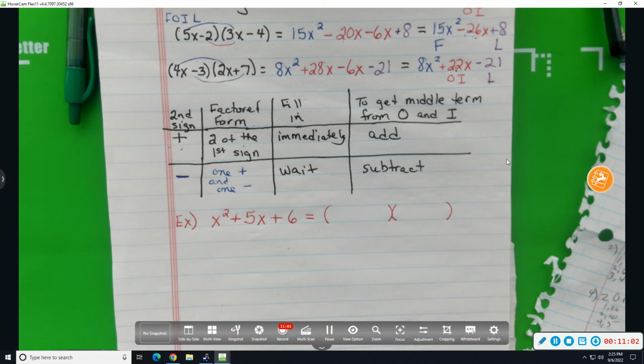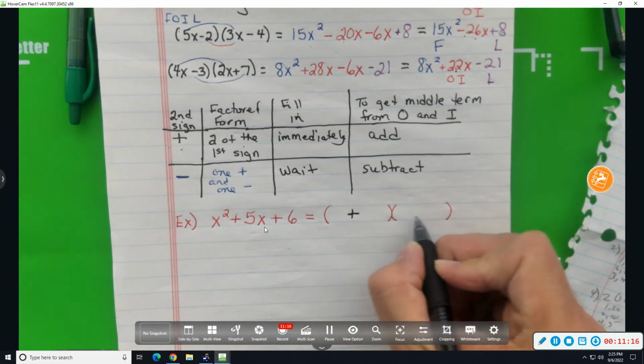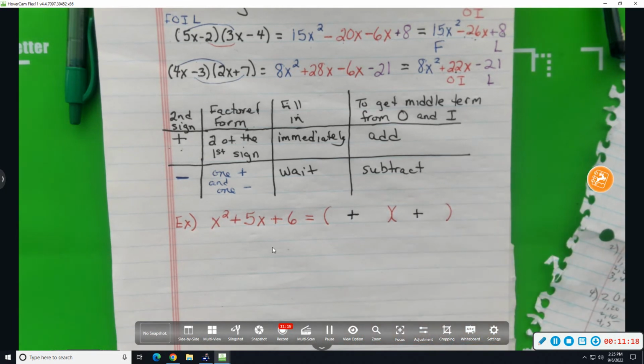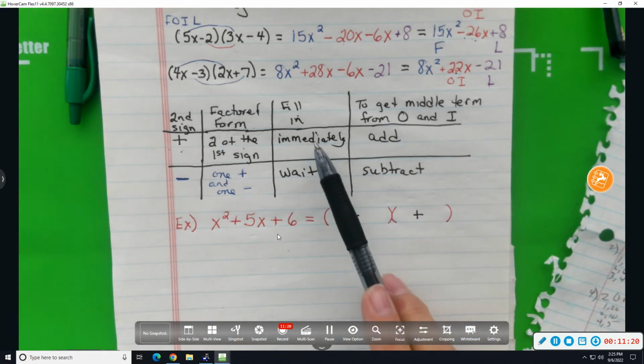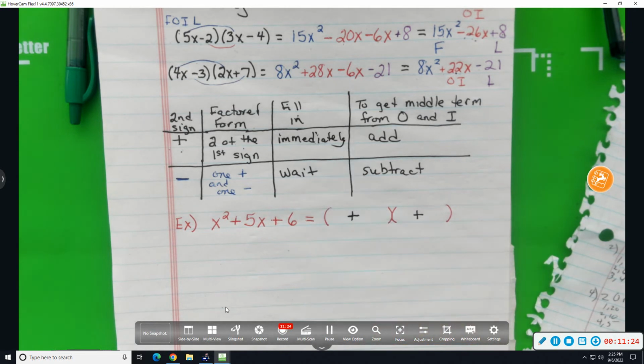This is actually my favorite type because both of the signs are what? Positive. If the last sign's a plus, two of the first. So notice, since I know they're both pluses, I can fill those in immediately. That's what I mean by immediately. I know they're both pluses.